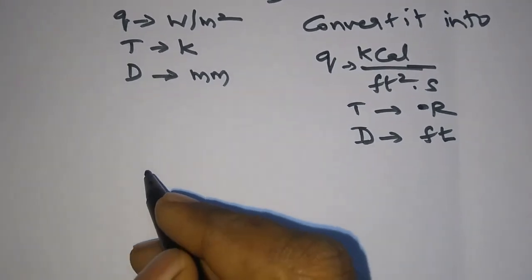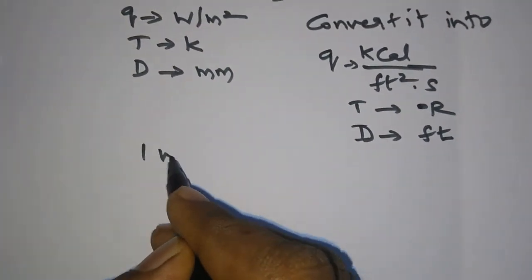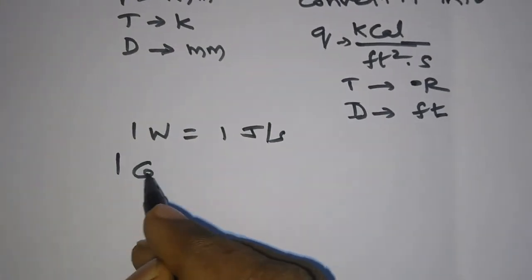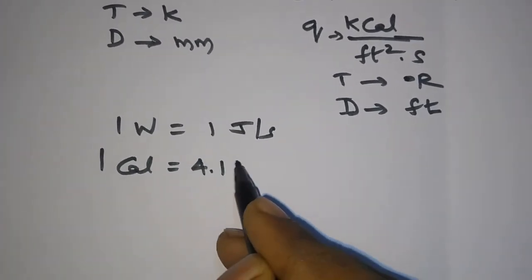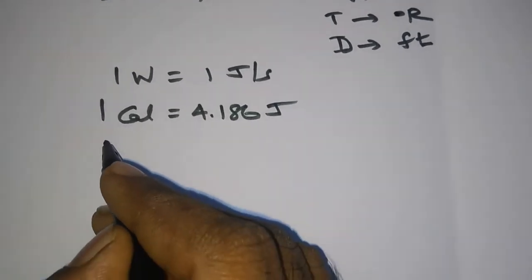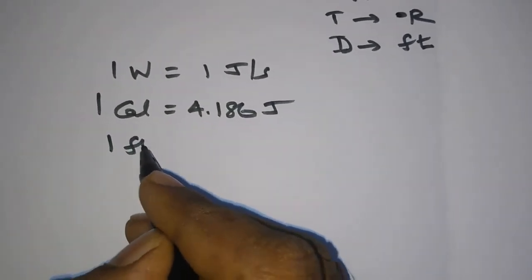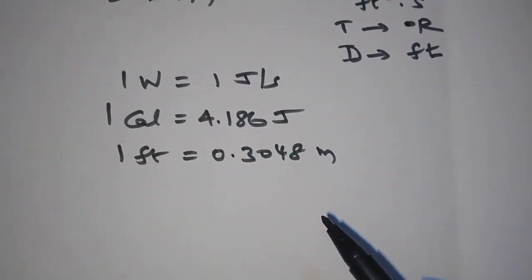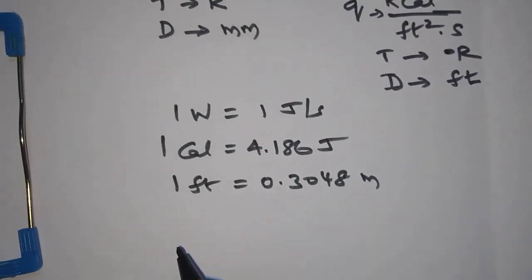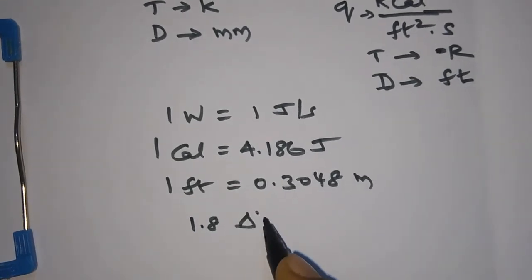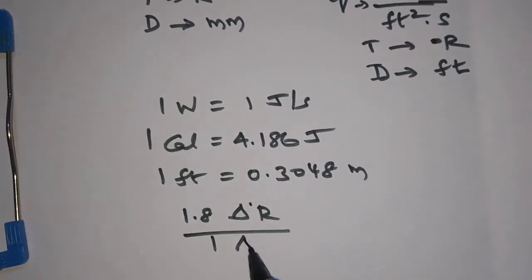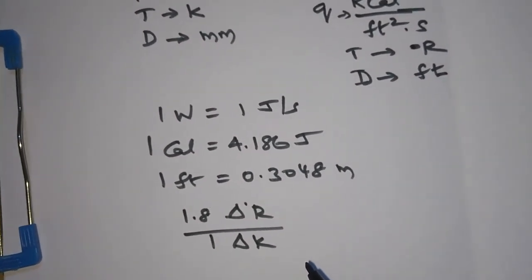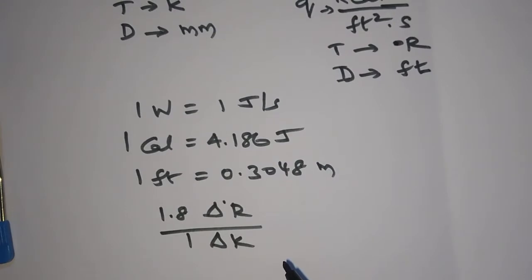So what are the conversion factors? You know that 1 watt is equal to 1 joule per second, 1 calorie is equal to 4.186 joule, 1 feet is equal to 0.3048 meters. Also we know that 1.8 delta degree Rankine is equal to 1 delta Kelvin. So this conversion factor we are going to use in this problem.